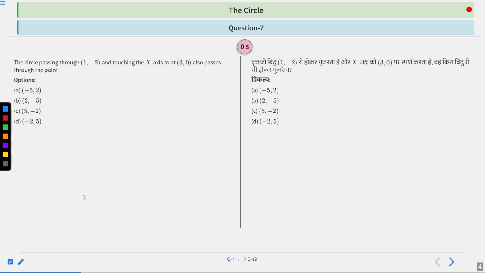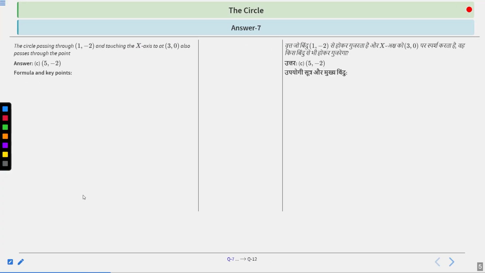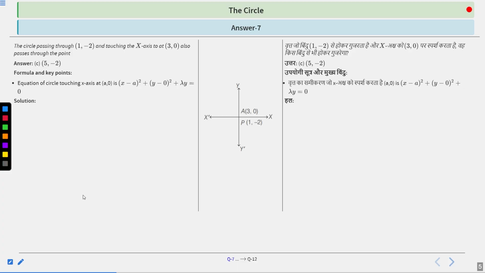Okay, let's move to the solution part. Formula and the key points. The formula and the key points we will use in this question is the equation of circle touching the x-axis at (a, 0) is (x - a)^2 + (y - 0)^2 + λy = 0, right? Now, you can see this. Let the equation of circle be (x - 3)^2 + (y - 0)^2 + λy = 0.